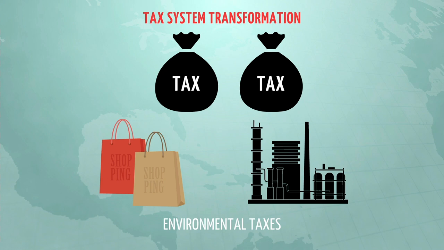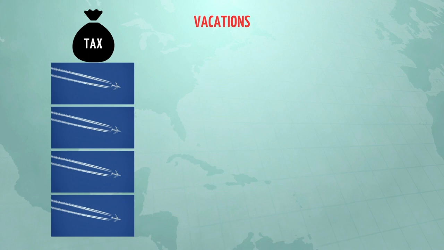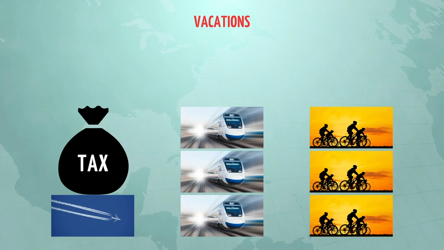Vacations are a good example. A higher tax on aviation fuel will force airlines to request higher ticket prices, which will motivate people to look for train and cycling holiday options.